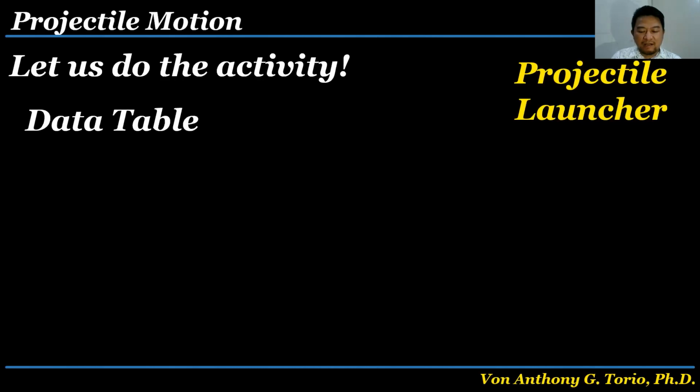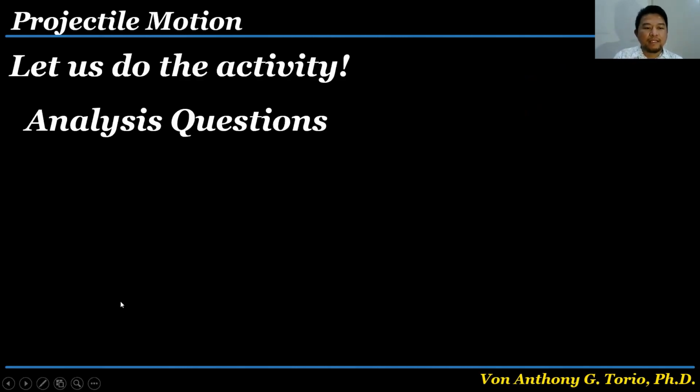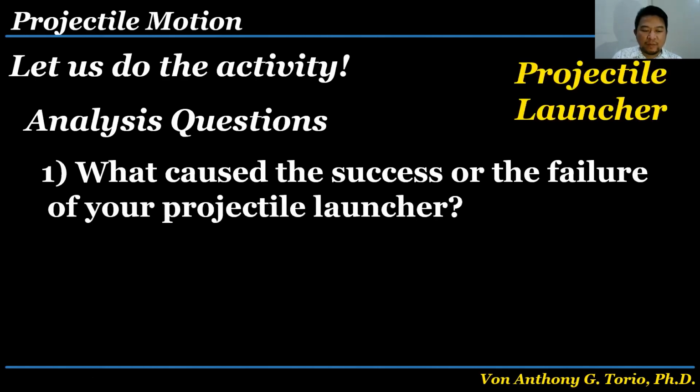For the data, you can consider the following table. Say at 30 degrees, what would be the value of the range and the height covered by the projectile? Usually you can focus on the range initially. 45 degrees and 60 degrees. You can add some other angles such as 90 degrees or angles in between. And that's it. You can also answer the following analysis questions as part of the activity.